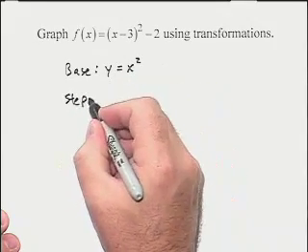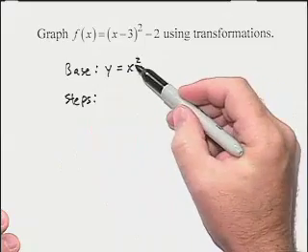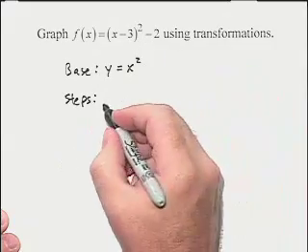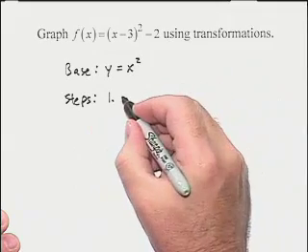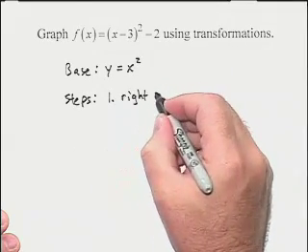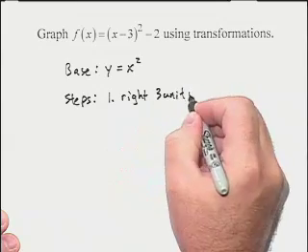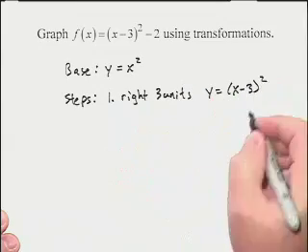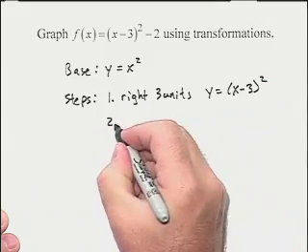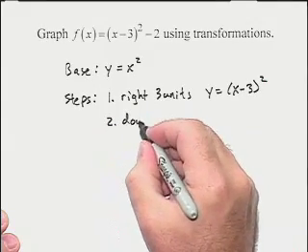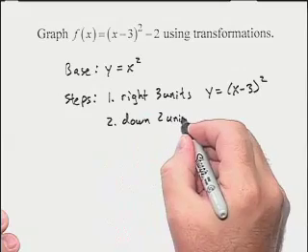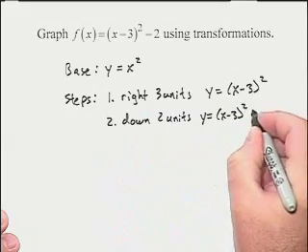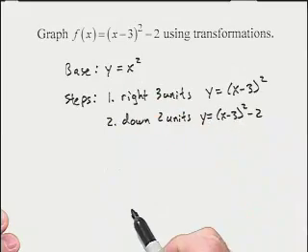Next thing we'd like to do is list the steps that we would need to get from the graph of the base function to the graph of the given function. The first thing that we would need to do is shift the graph right 3 units. This will give us the graph of y equals (x minus 3) quantity squared. Next thing we would do is shift down 2 units. That will give us the graph of y equals (x minus 3) quantity squared minus 2, which is our function.